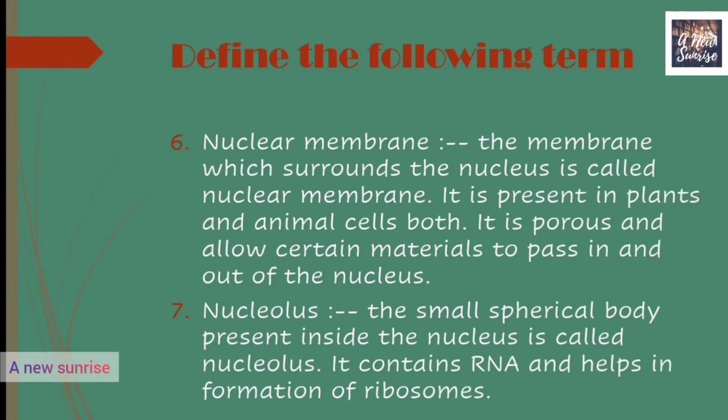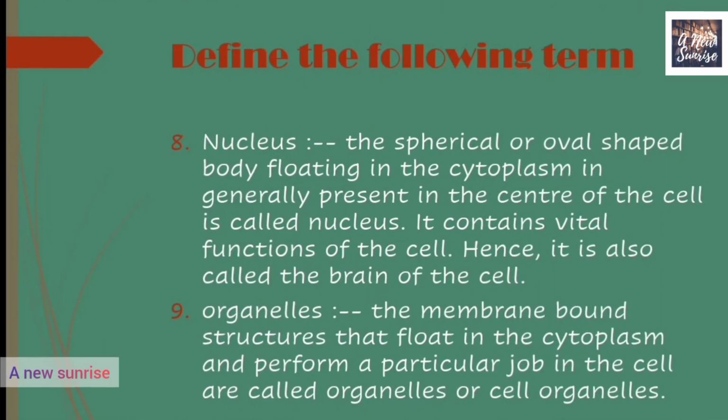Now let us go towards the eighth term that we have to define, and that is the nucleus. What is the nucleus? The spherical or oval shaped body floating in the cytoplasm, which is generally present in the center of the cell, is called the nucleus. It controls the vital functions of the cell. Hence, the nucleus is also called the brain of the cell.